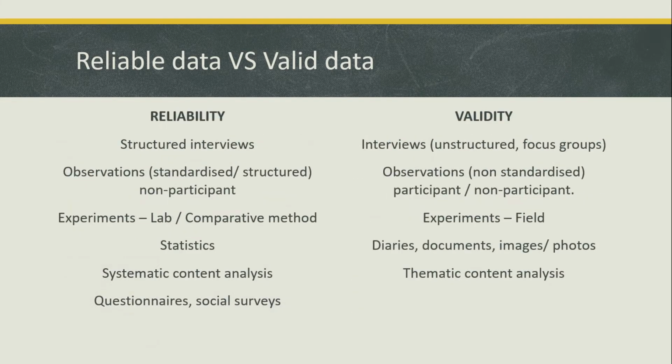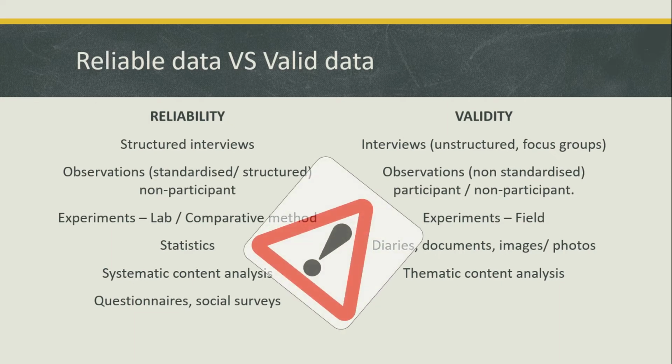Now, when it comes to research methods, I mentioned before, these would be the methods that tend to be more reliable, like structured interviews, observations, experiments, systematic content analysis and questionnaires. Valid methods are more likely to be unstructured interviews, focus groups, observations, field experiments, diaries, photos, and thematic content analysis.